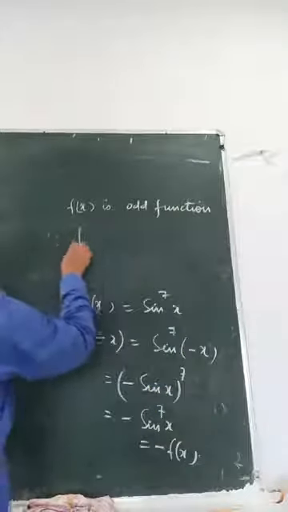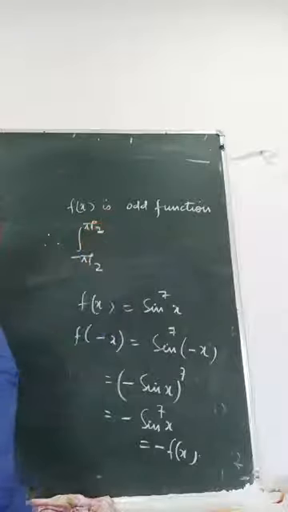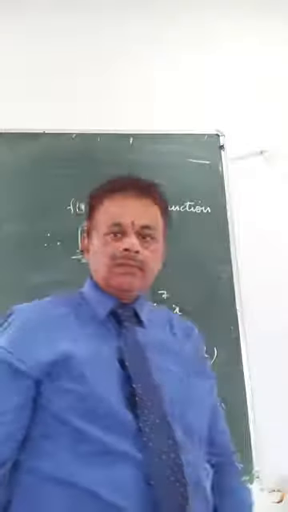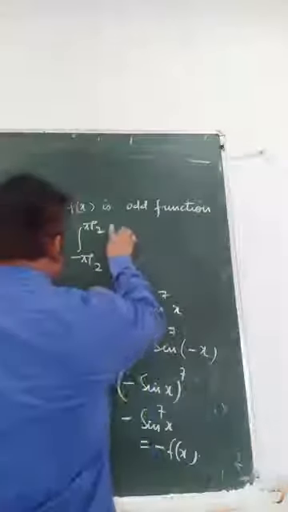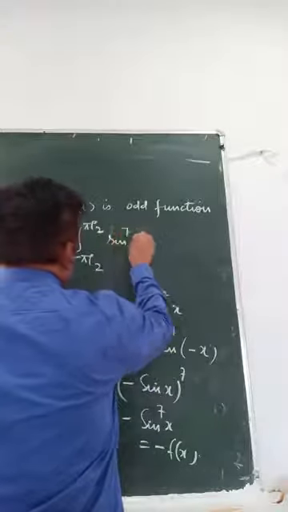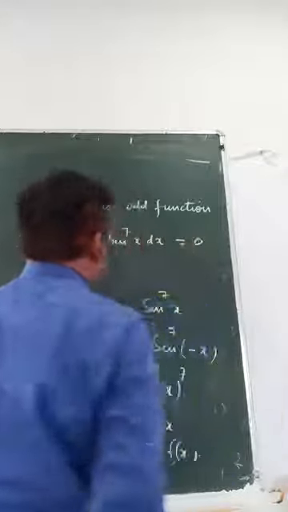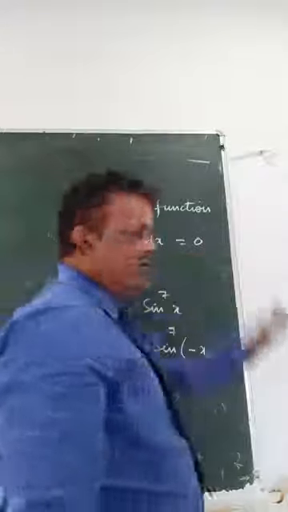Therefore, the integral from minus pi by 2 to pi by 2 of sin 7x dx became 0. No need to evaluate. Odd function means the value is 0.